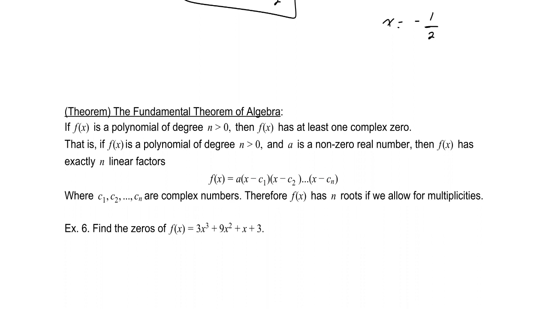Now, some of them may be complex, but we can have n solutions. So with a 5th degree polynomial, there are 5 solutions. Some may be complex, some real, but we're going to have a total of 5 in that case. So if we allow for multiplicities, that's where I was talking about 0 actually representing 2 roots, something like that. If we allow for multiplicities, then there are n roots. It's the same as the degree.